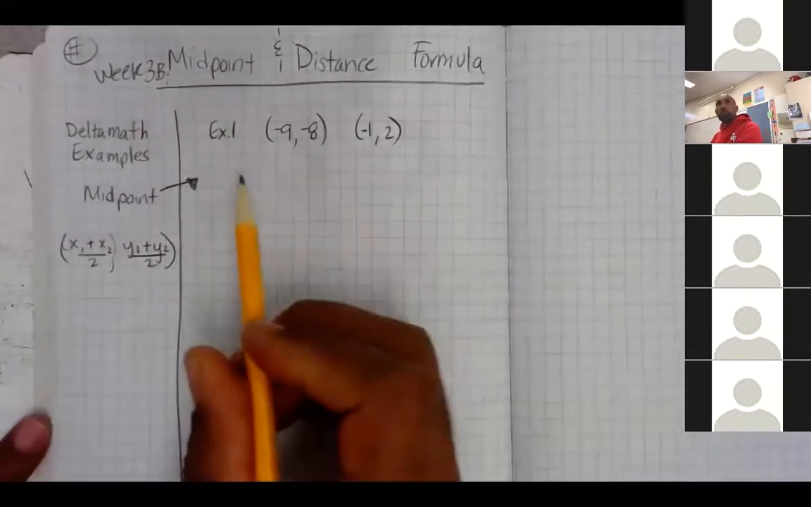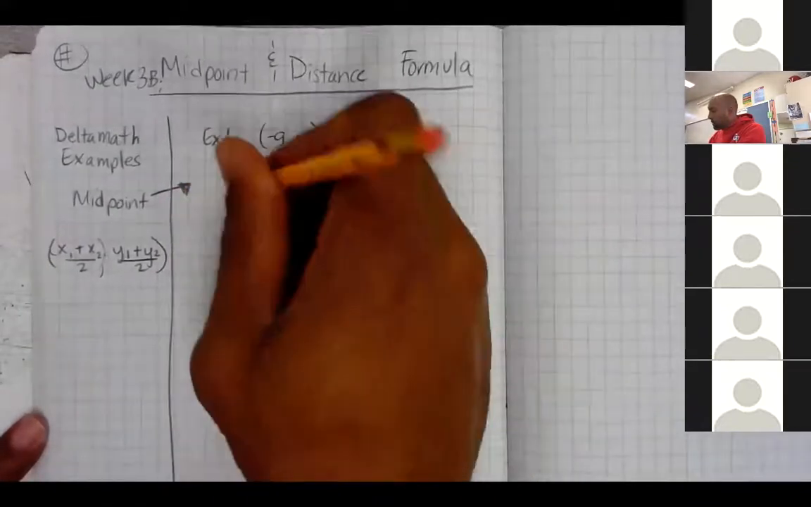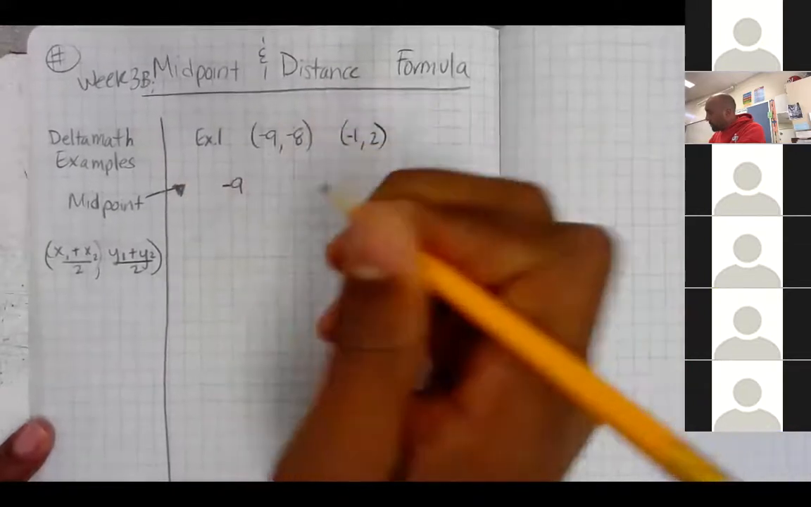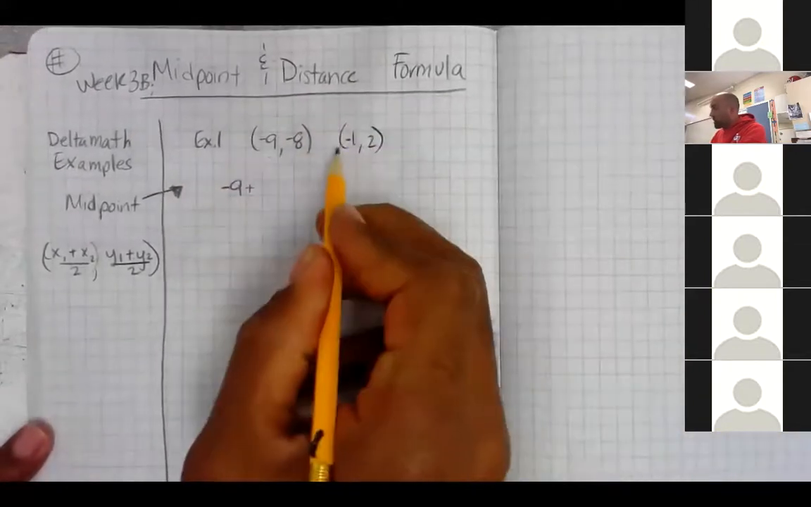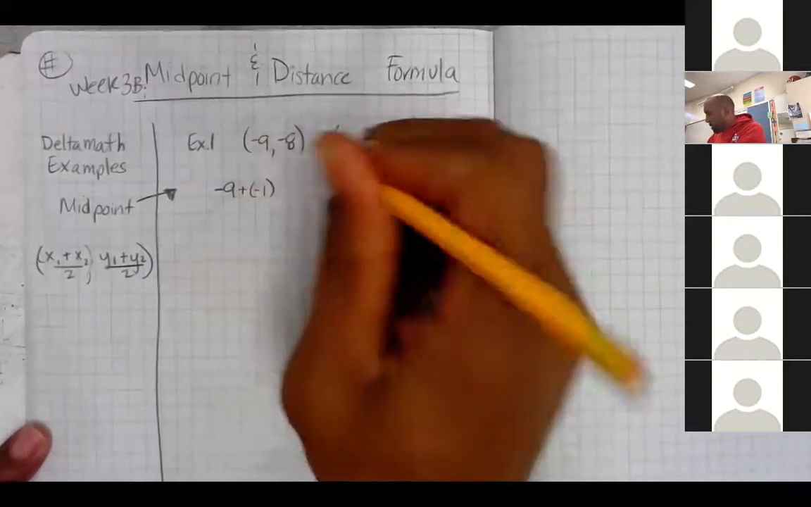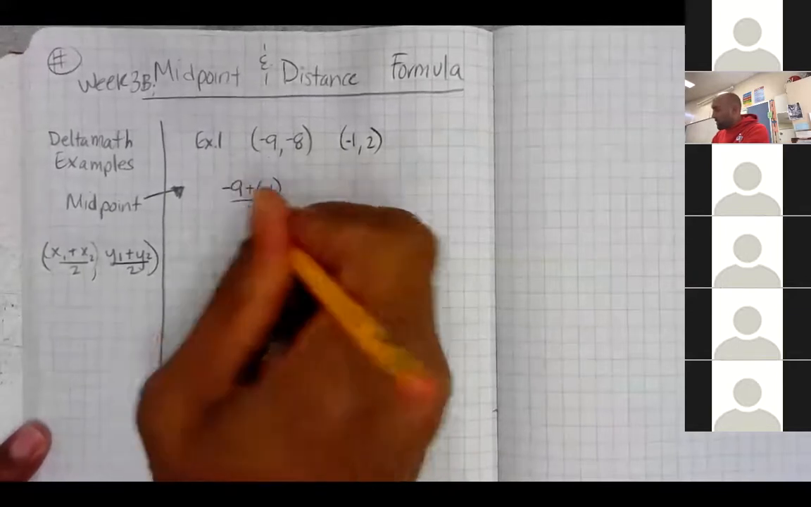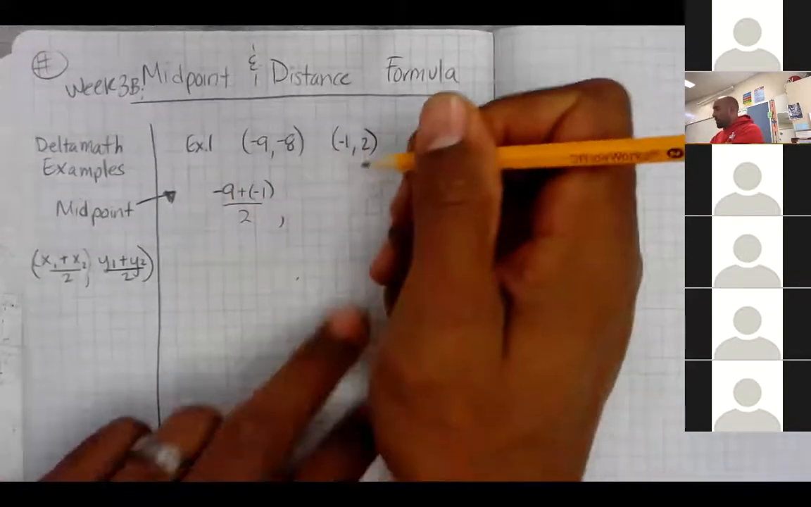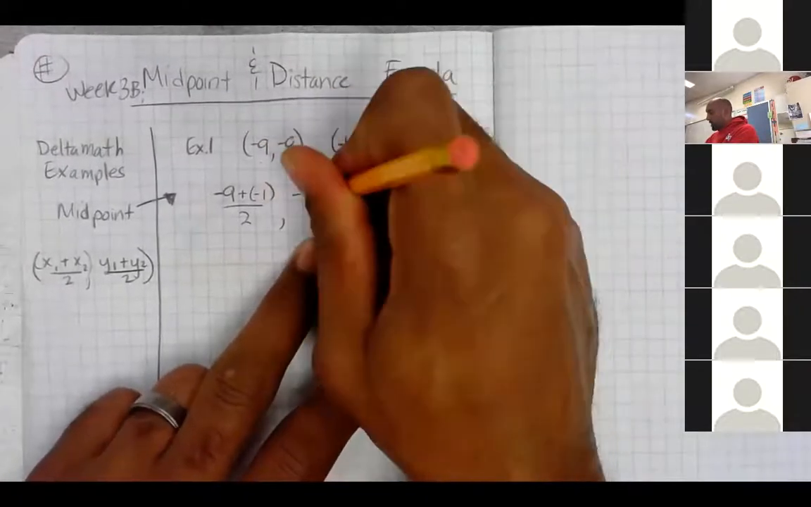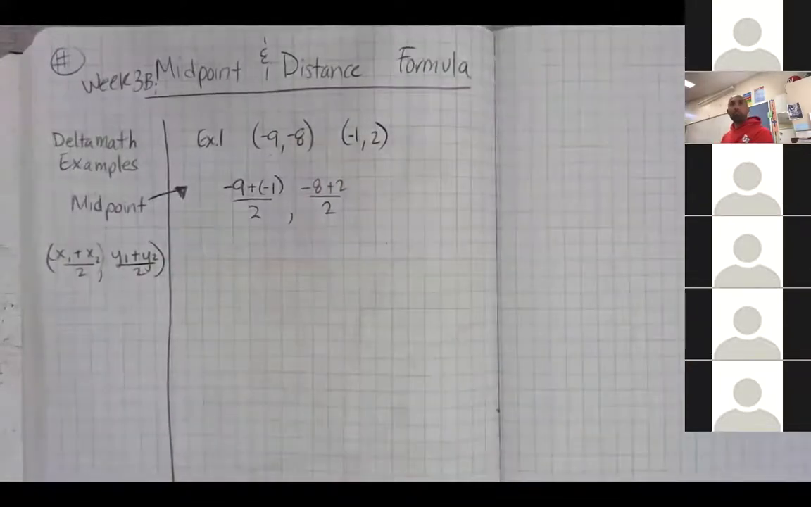All right, so all I'm doing is taking my two x values and adding those up. So -9 plus, and notice that's a -1, so it's plus -1. And then we're going to divide those by 2. That'll be our x value. And then for the y value, I'm going to take -8 and add that to 2. And again, divide by 2.